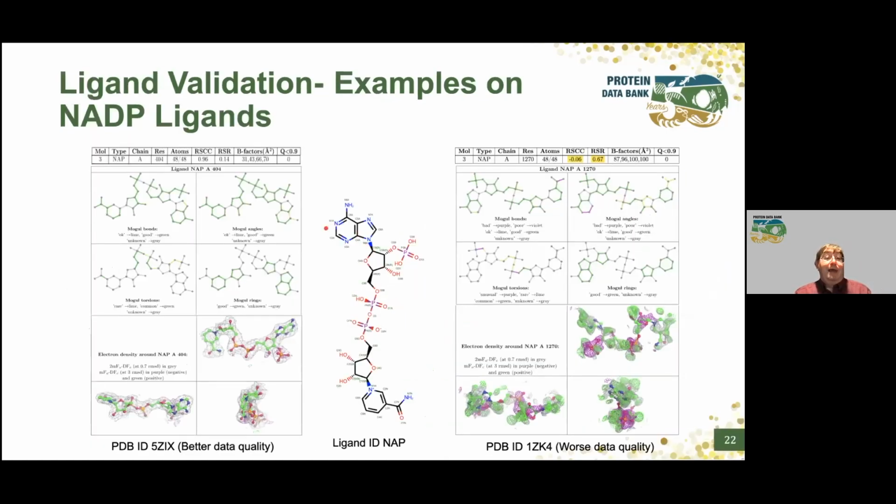So here is an example of 2 NADP ligands. The first one is better. You can see that there's very little outliers in terms of geometry, and you can see it fits very well into electron density maps. On the other hand, you have one which looks pretty good geometry-wise, but then you look at the electron density map and you see it's sort of ropey. This is something that a reviewer could then look at and maybe give feedback back to the depositor who's working on submitting their paper.